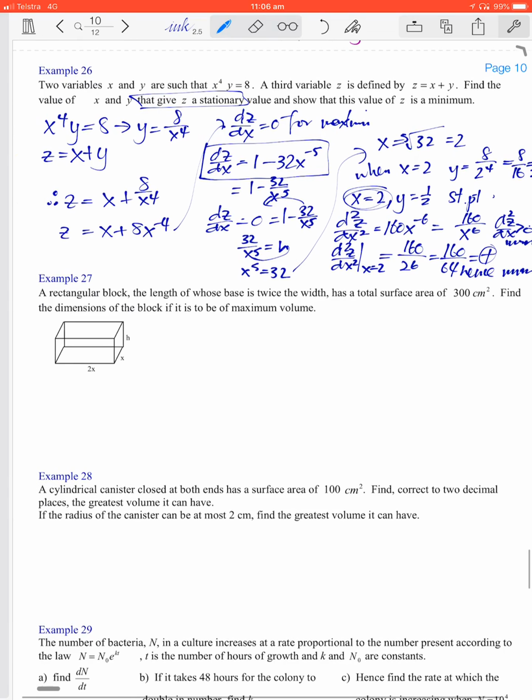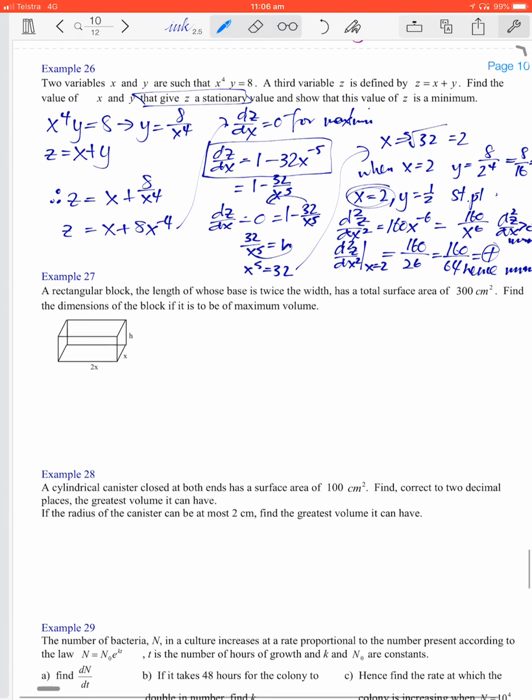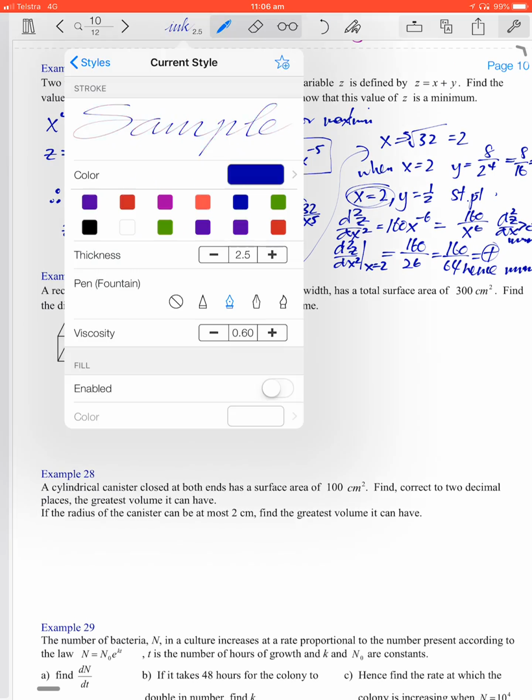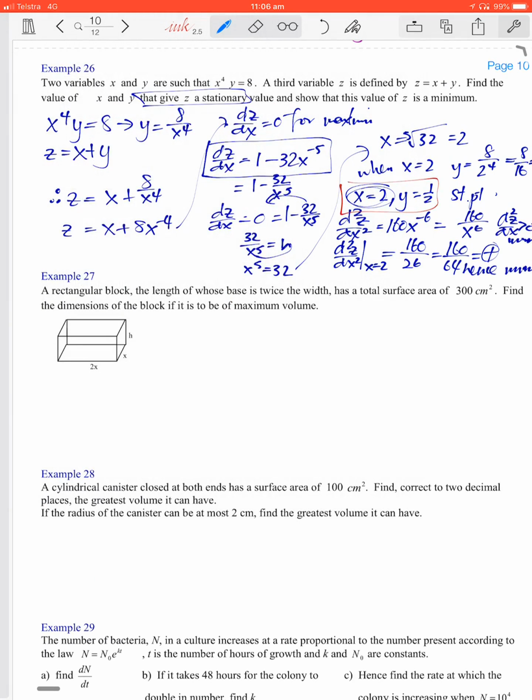Okay, so find the value of x and y that give z a stationary value. So that's it there. And then prove that it's a minimum. That's it there.